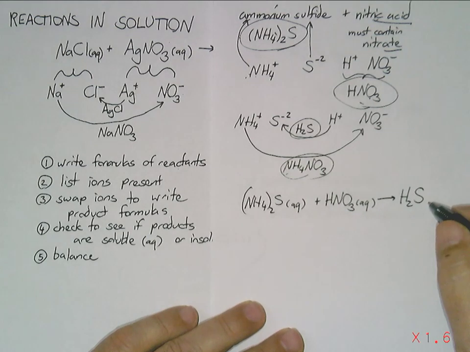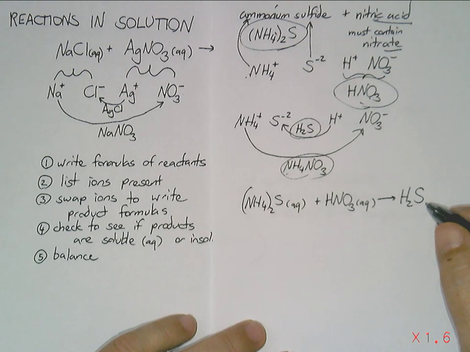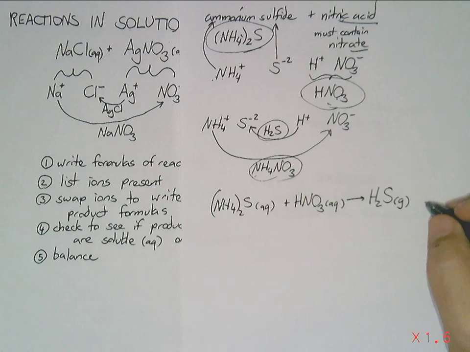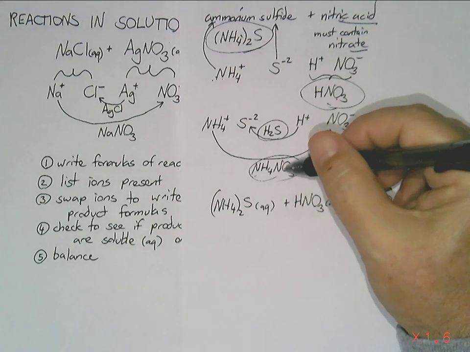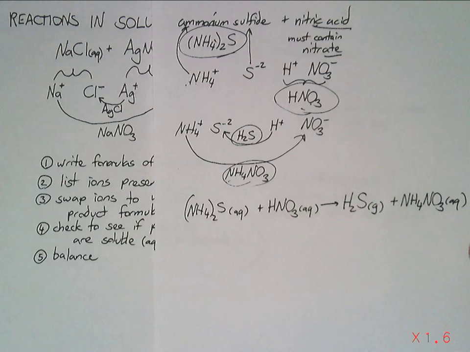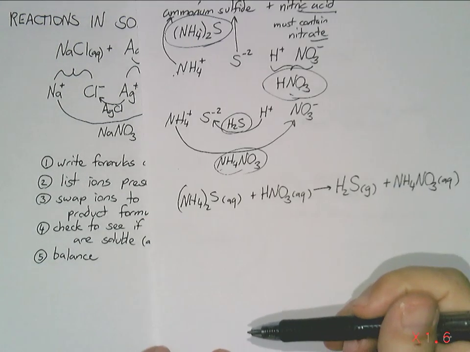If I look up H2S, it says that it's not terribly soluble in water, and also that it's a gas. So instead of being a solid, instead of it dropping out of solution, it will make bubbles of this foul-smelling gas. It smells like rotten eggs. And then we have our other product, ammonium nitrate, which we've already said is soluble. So far my equation looks like this. The last thing I need to do is balance this equation.